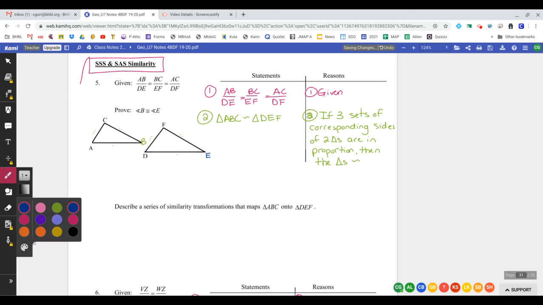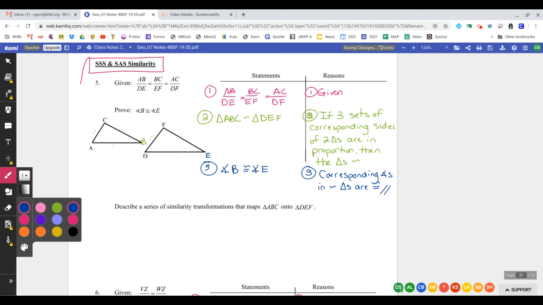So now I'm trying to prove that angle B is congruent to angle E. Absolutely. Now angle B is congruent to angle E, because now I have corresponding angles. So my corresponding angles in similar triangles are congruent.